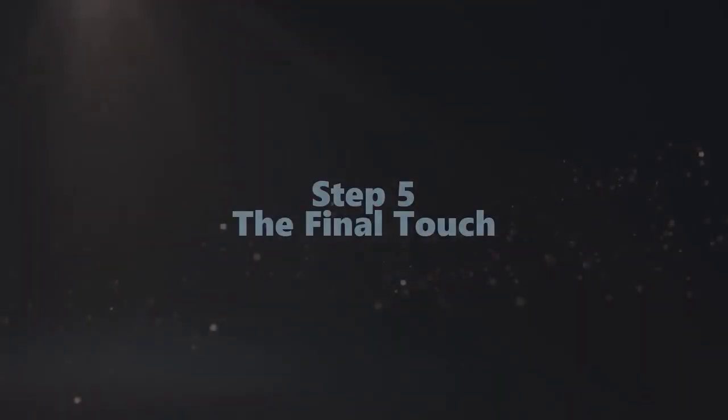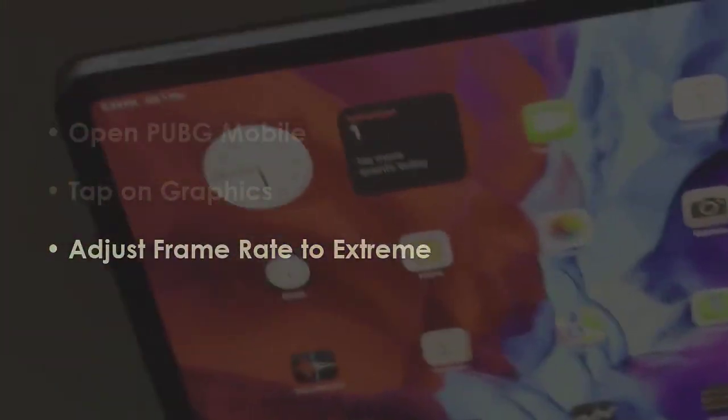In the next step, launch PUBG Mobile. Next, select graphics, then change frame rate to extreme. You are good to go.